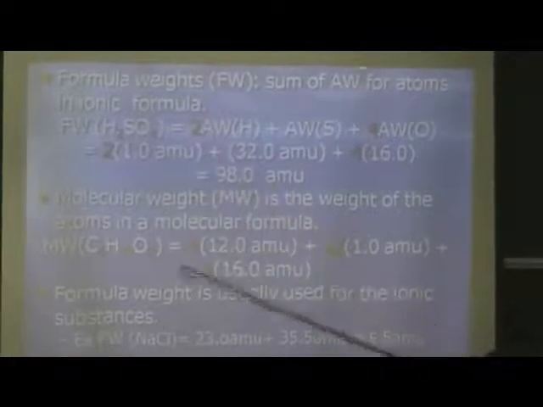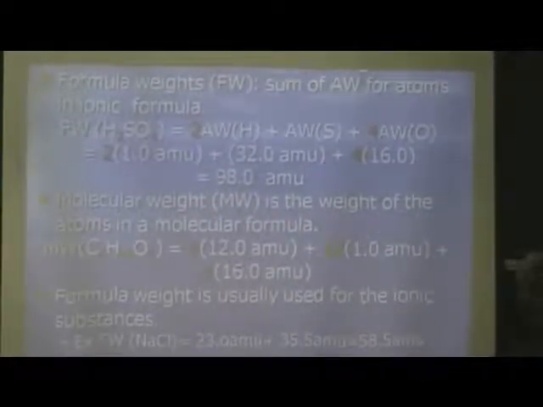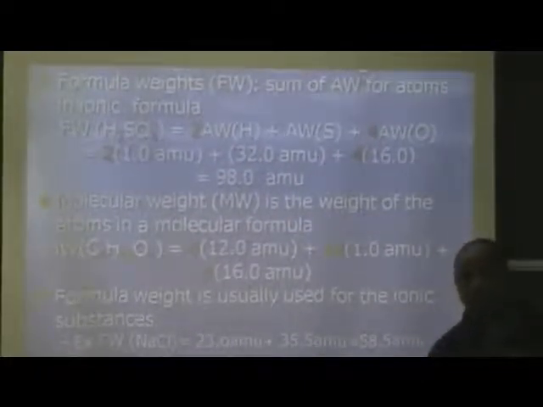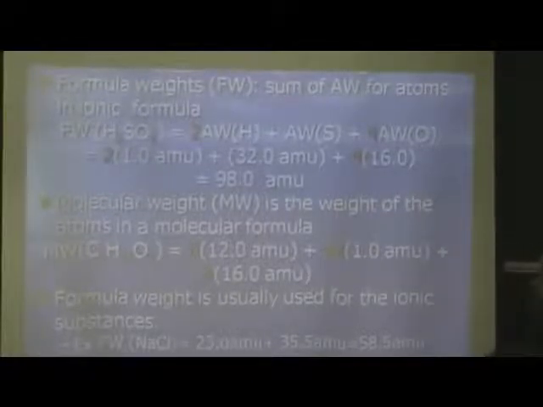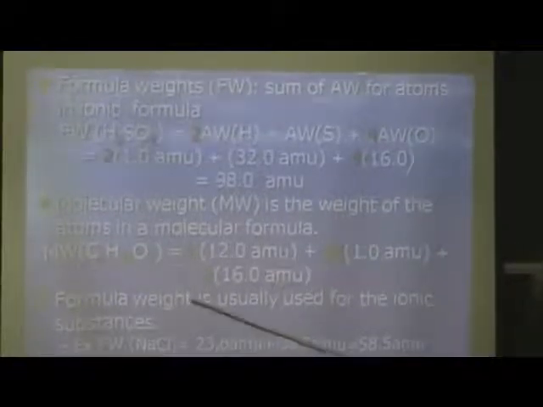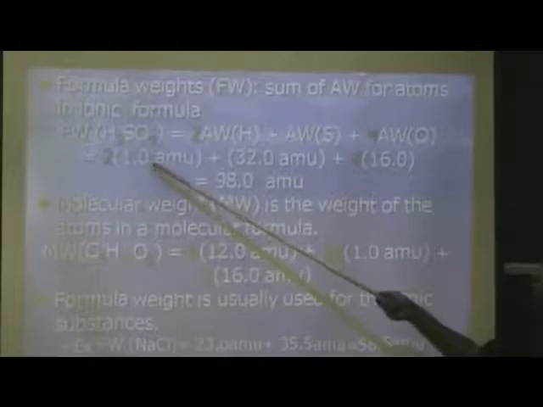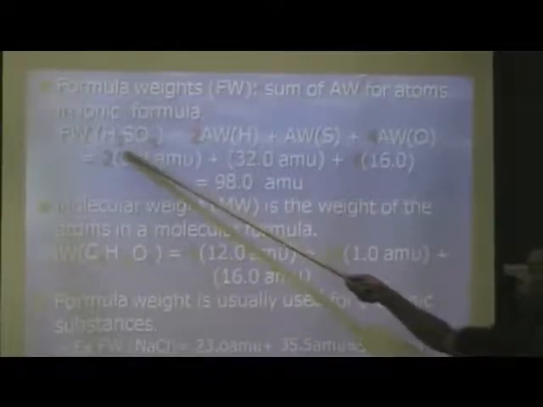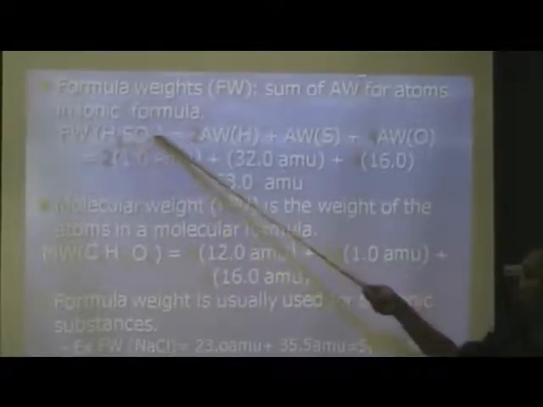So when you get a formula weight, you just add up each part. Let's say if I ask you what is the formula weight of sulfuric acid, you have to add the atomic weight of each.